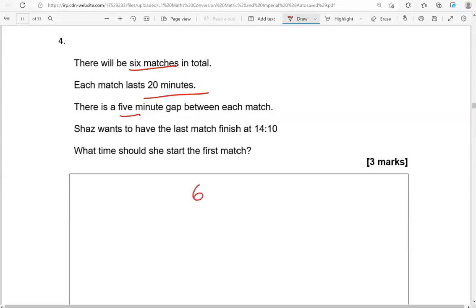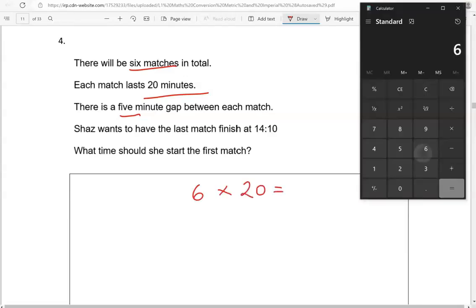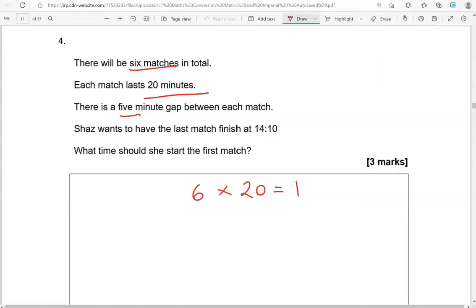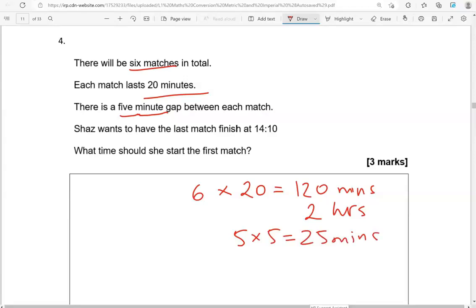So 6 matches at 20 minutes each. 6 times 20 is 120 minutes, which is also 2 hours. And we also have a 5-minute gap between each match, so there will be 5 gaps between the 6 matches. So 5 times 5 gives us 25 minutes. So this will last 2 hours and 25 minutes.